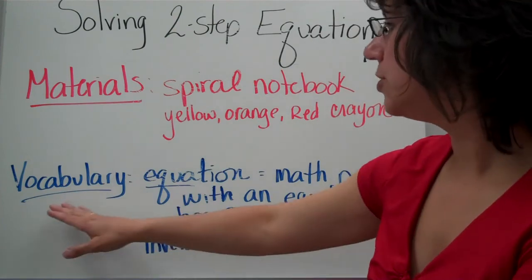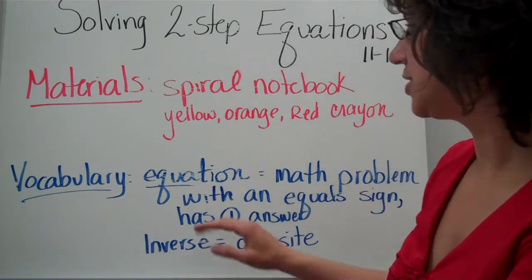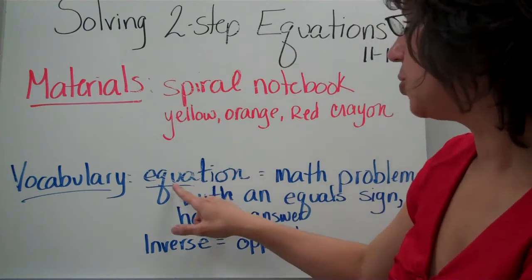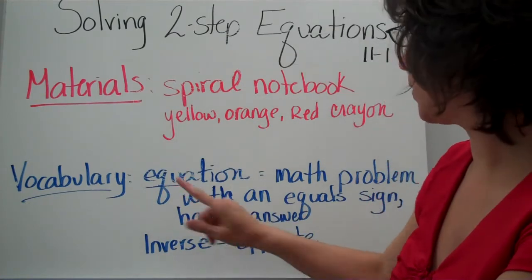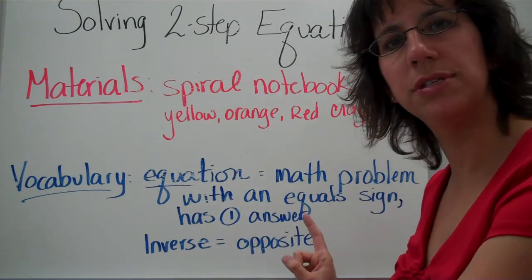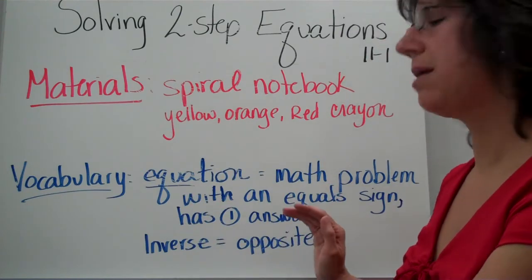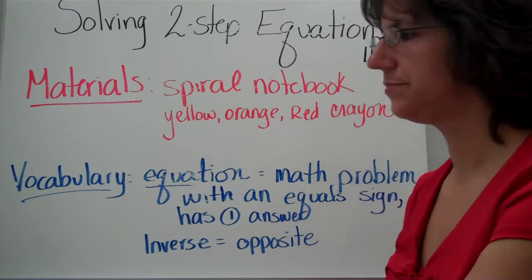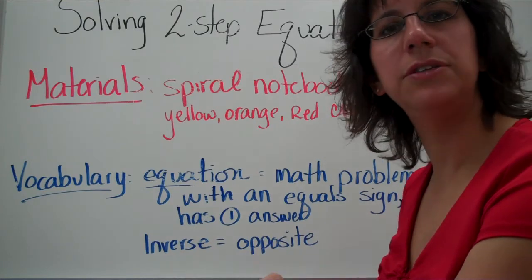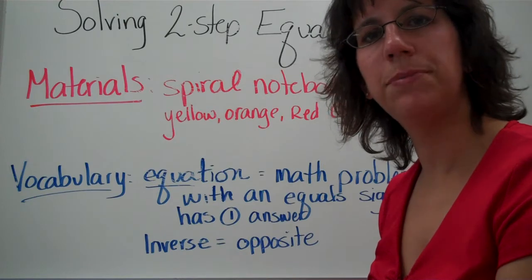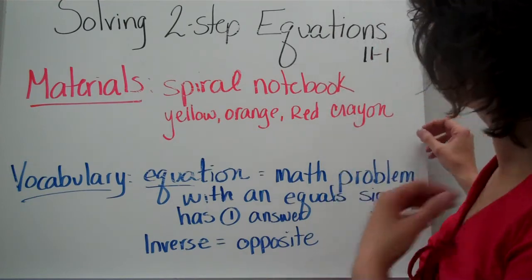Okay, looking at the vocabulary, make sure that you're writing this down. An equation, we are solving two-step equations today. And remember, an equation is a math problem that has an equal sign, and it also is a problem that has exactly one answer. Also, you're going to hear me use the word inverse. Inverse just means do the opposite.